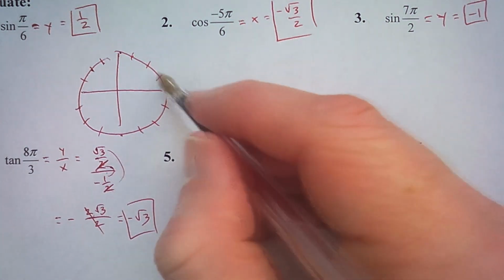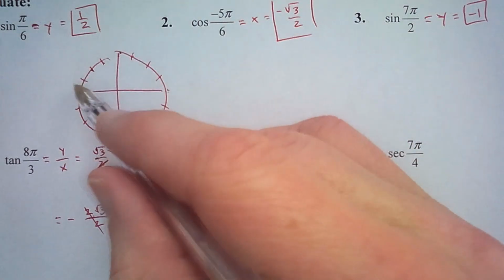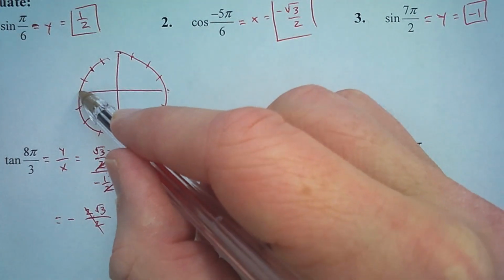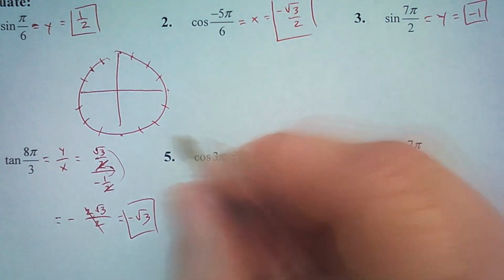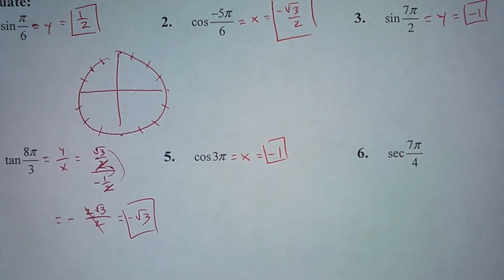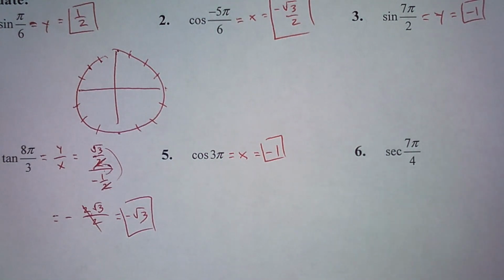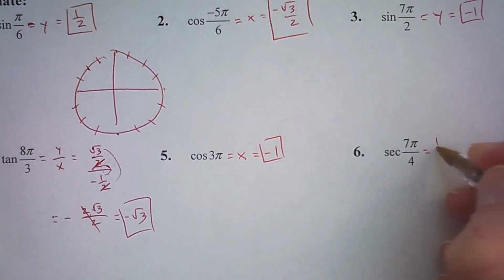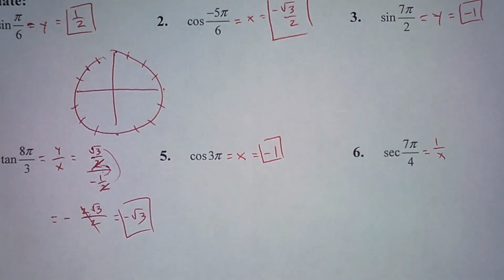3 pi, so we've got 1 pi, 2 pi, 3 pi. Right there, cosine, that is the x value, and right there the x value is negative 1. And then secant, that is reciprocal of cosine, so that is 1 over the x value.